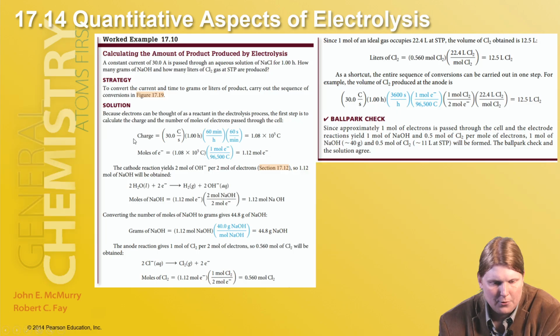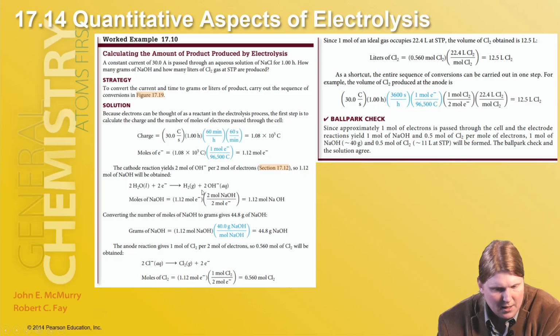And they ask how many grams of sodium hydroxide and how many liters of chlorine gas at STP are produced. Okay, so first I'm going to convert the current and time into charge in coulombs, and use this to get the moles of electrons that I'm going to have. Then I'll set up the two reactions that I'm interested in and say that these reactions need to occur this number of mole of electron times. But if this is a 2-electron transfer, then I'll need to make sure I convert this right.